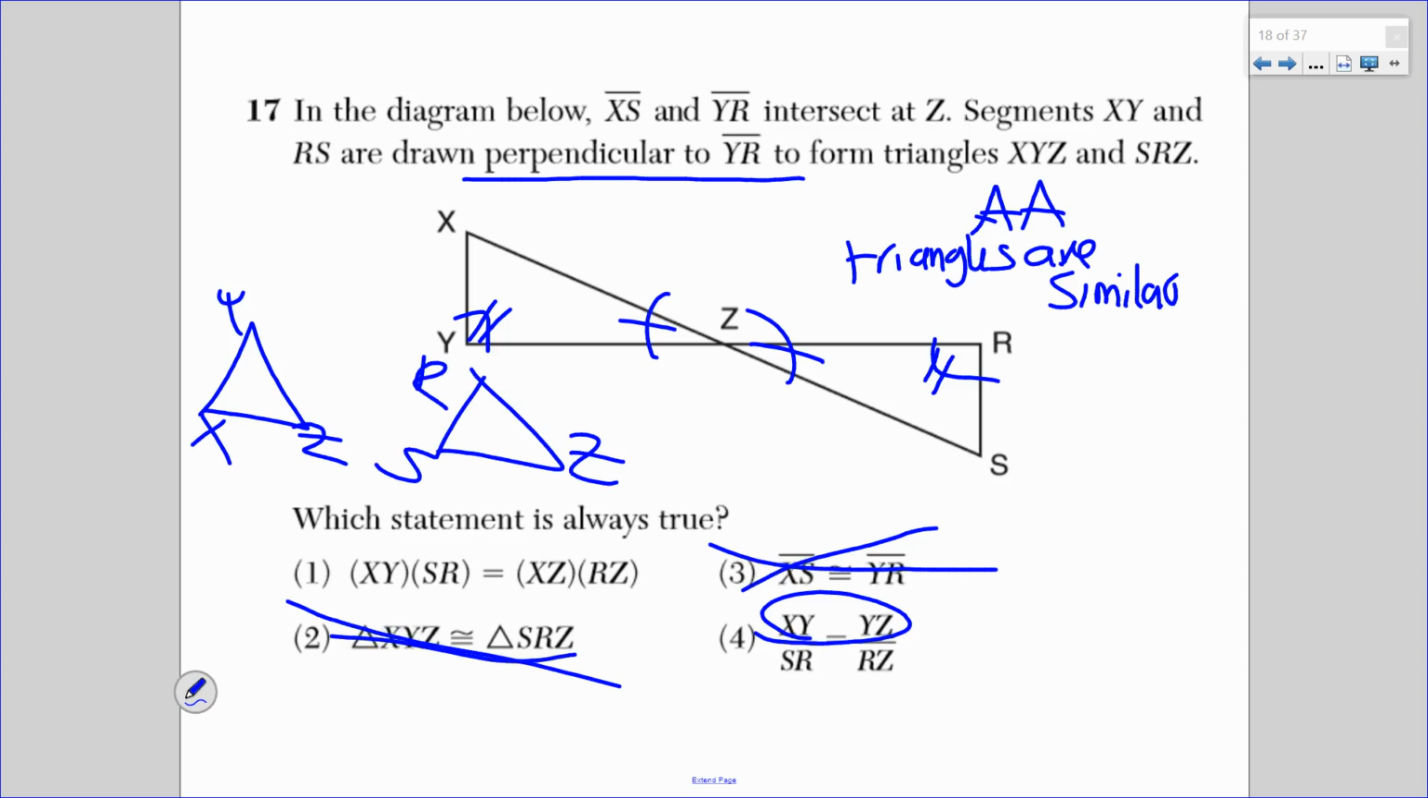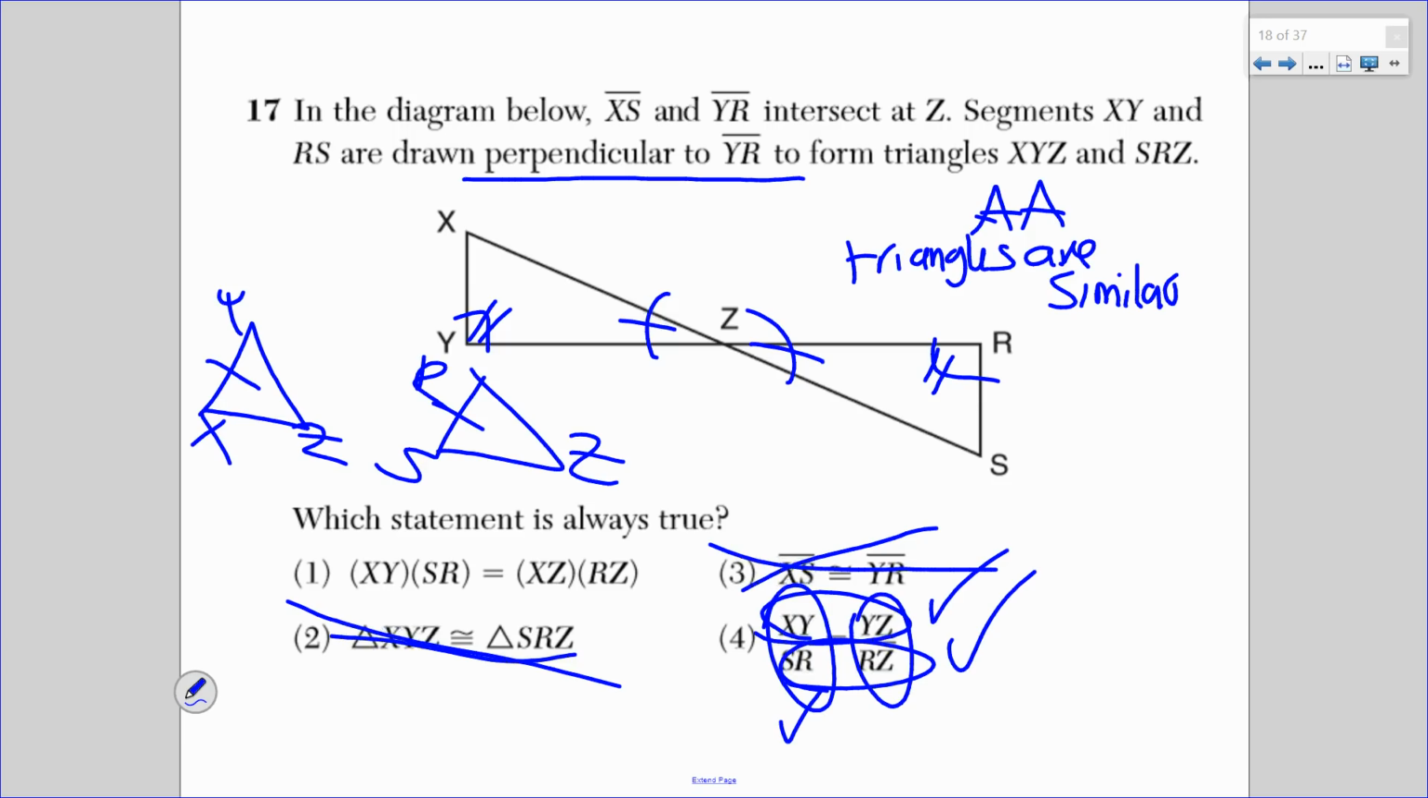F, R, Z. When I check to see if the proportion is true, one direction should correspond, the other direction should be in the same triangle. It does not matter which is which. X, Y, and Y, Z checks out because they're in the same triangle. F, R, and R, Z checks out because they're in the same triangle. X, Y, and S, R check out because they correspond.